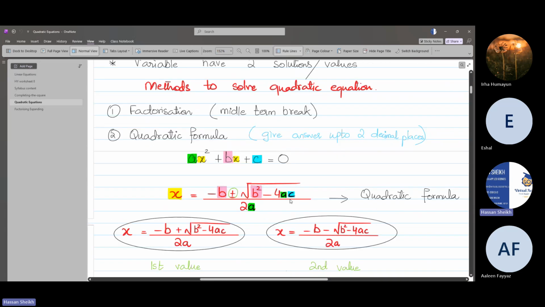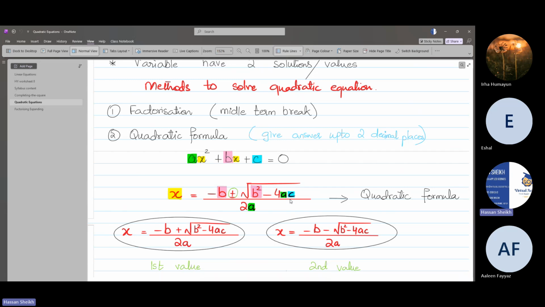Now, the question is, okay, I identify that the given equation is a quadratic equation, but now how to solve or simplify the quadratic equation? So we have three methods to solve or simplify quadratic equations. Number one method is called factorization. Factorization is also called the middle term break method. And I'll show you why it's called the middle term break method later on when we solve some questions.